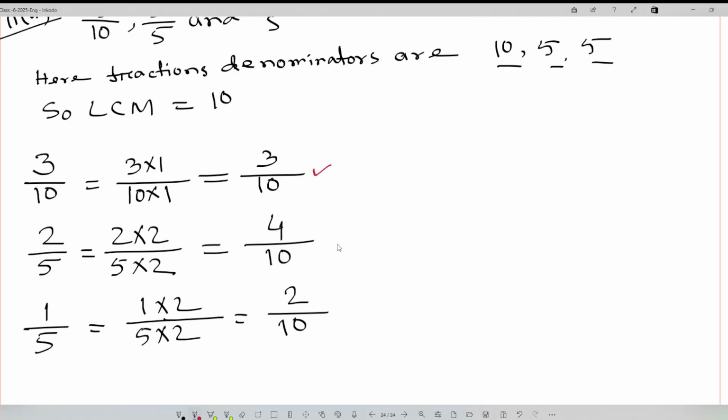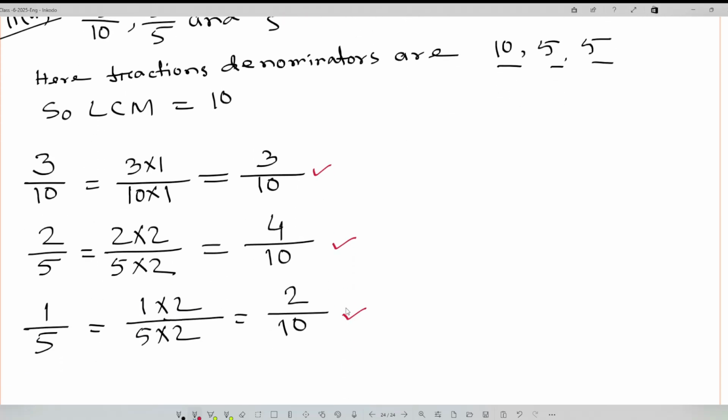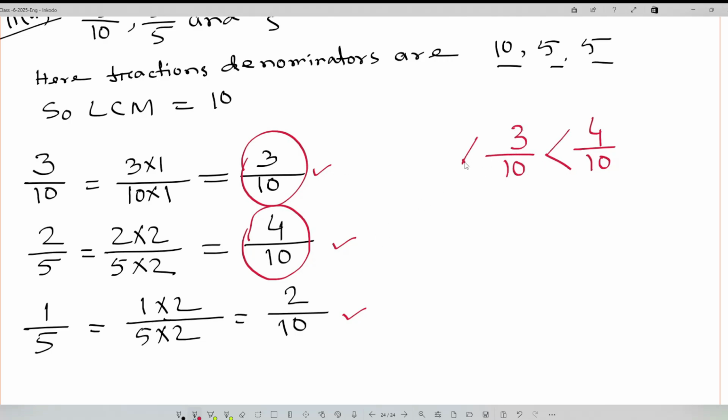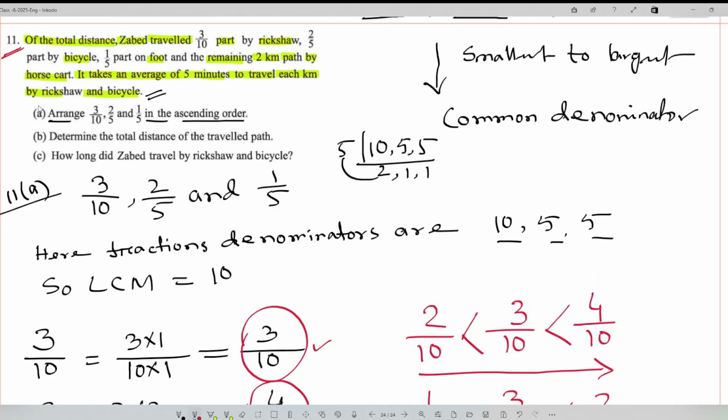Now look, 3/10, 4/10 and 2/10. We already know that if the fractions' denominators are the same, the fraction with the larger numerator is larger. So which one is larger? 4/10. Which is second largest? 3/10. And finally the smallest is 2/10. Ascending order is smaller, then bigger, then biggest. So 2/10, which is 1/5, is less than 3/10, which is less than 4/10, which is 2/5, and this is our answer. I hope this is clear. So number 11, part A, done.